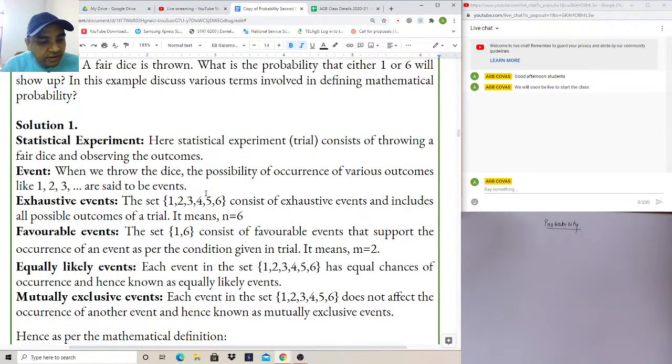And what are the favorable events? The set of this 1 and 6. If 1 has come or 6 has come, it makes the favorable events that support the occurrence of an event as per the condition given in the trial. It means your m is equal to 2.